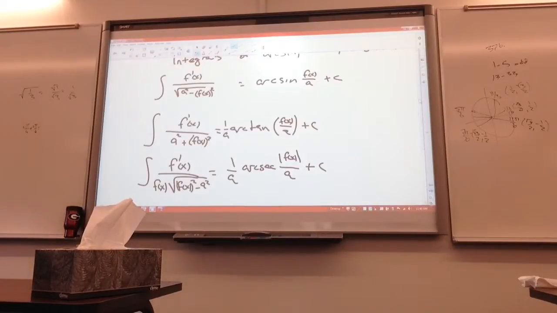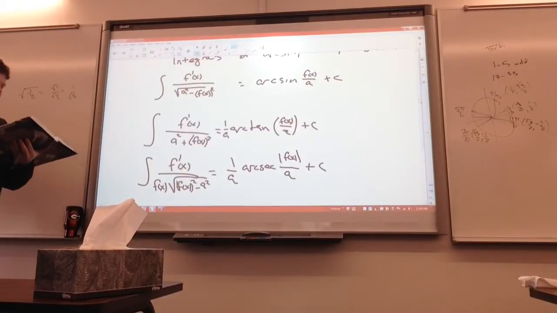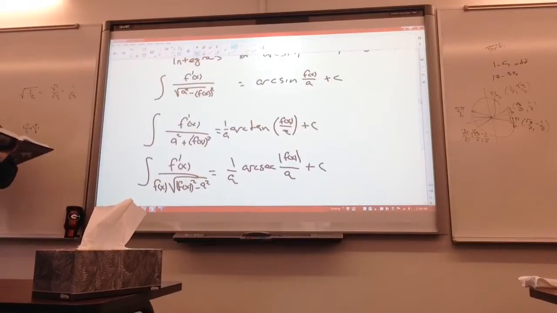So an example of an integral involving one of these things might be doing something like the integral of. That's a good example.